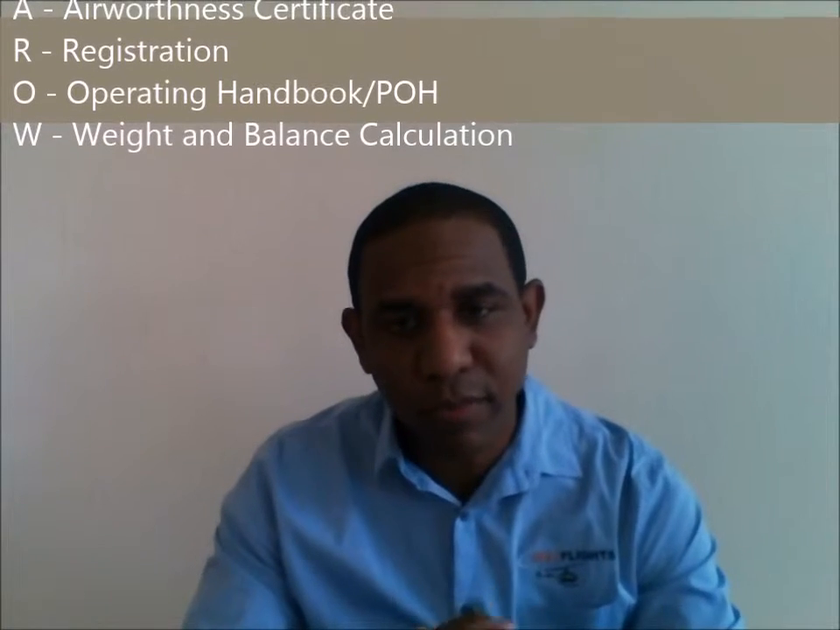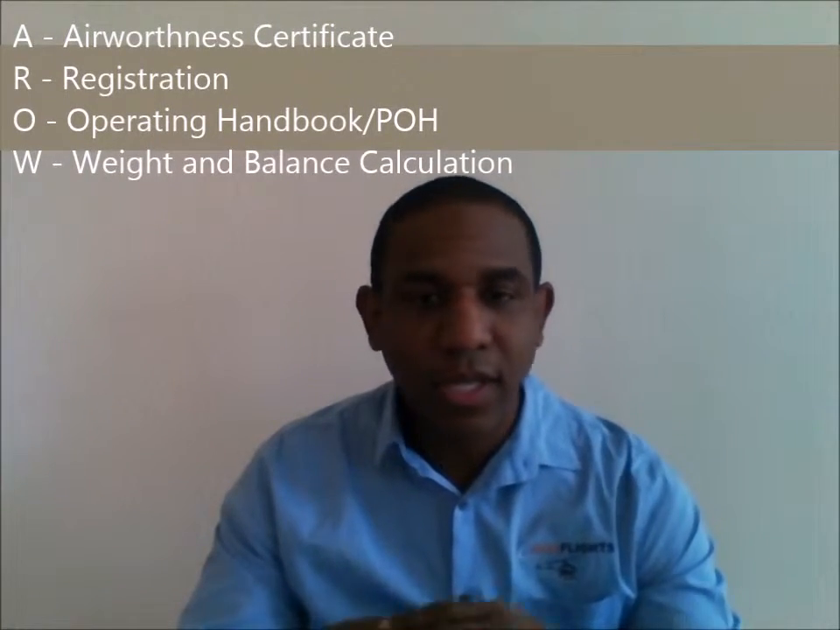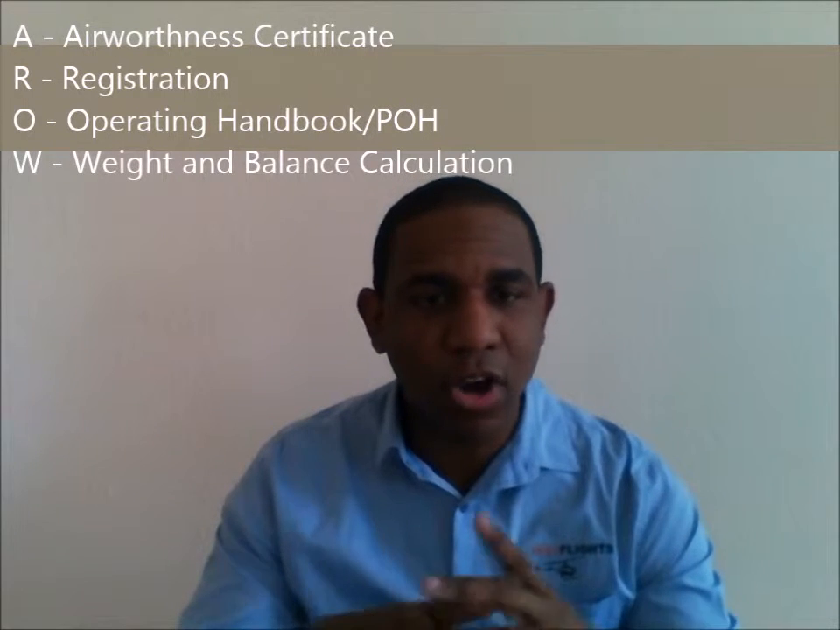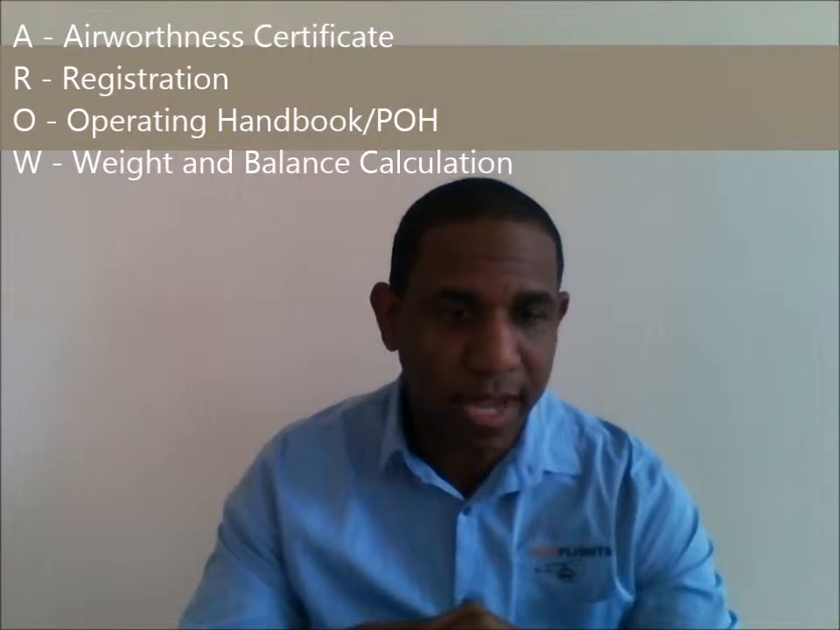So when it comes to the A, which is going to be airworthiness and registration certificates, the questions are going to be as follows. What are the required documents that you must have on board the aircraft? And this is where the famous word ARROW comes into mind. You say ARROW. A for airworthiness certificate, R for registration, O for operating handbook, and W for weight and balance. So remember, those are some of the questions. Now let's talk a little bit about it.